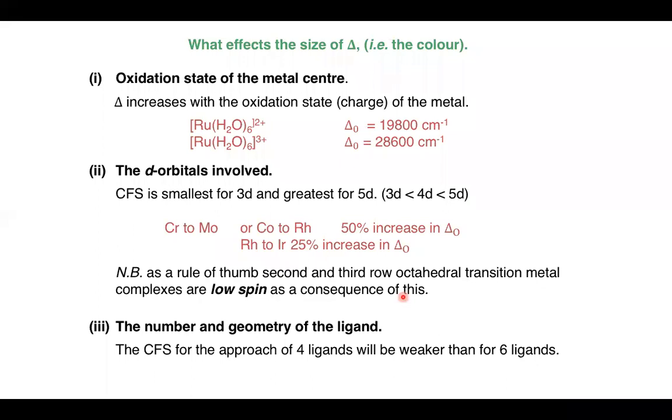The number and geometry of the ligands also matter. The crystal field splitting for the approach of 4 ligands will be weaker than for 6 ligands. Why is this? If you've got 4 ligands, you only have 4 points of negative charge as opposed to 6 ligands where you have 6 points of negative charge. So you reduce the number of ligands, you reduce the amount of repulsion, and you reduce the increase in energy.